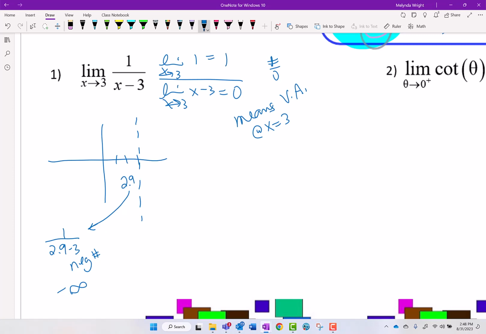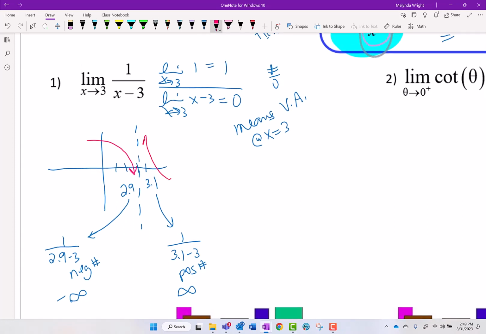Okay, so if I was drawing the graph, it might look something like this. Okay, so now we're going to go on the right. We're going to do 3.1. So we do 1 over 3.1 minus 3. I get a positive number, which means that's infinity. And if I was going to draw the graph, it would look something like this.